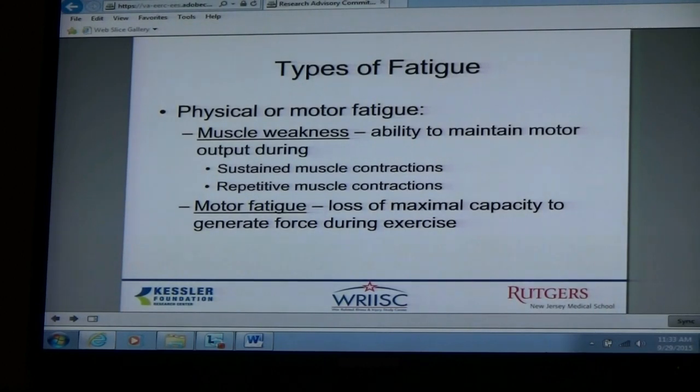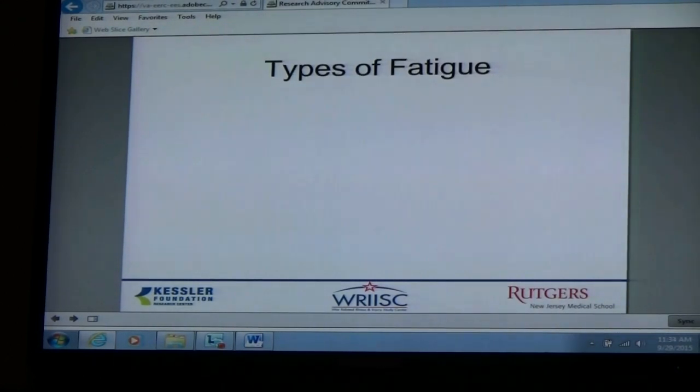This is more like Mike stuff. And so this is the motor strip telling your muscles to work, and you lose the ability to do that over time. But I'm not talking about either of these today, okay? So there is physical or motor fatigue, but that's not what I'm going to talk about. I'm going to talk about cognitive fatigue.